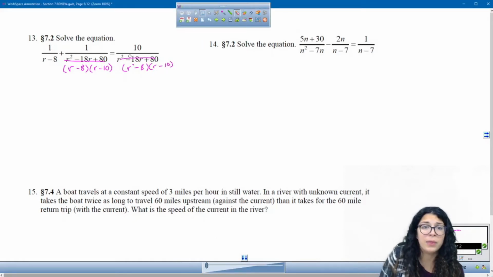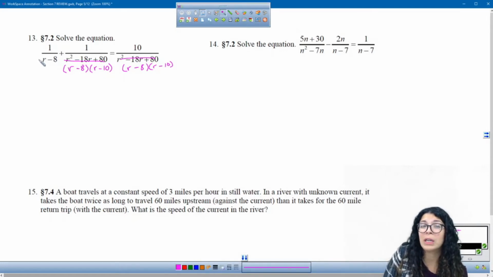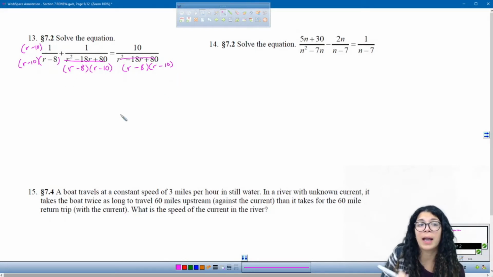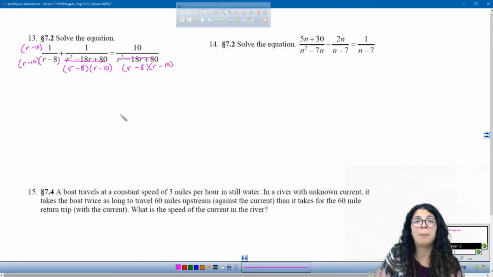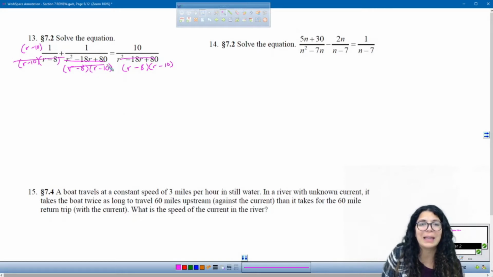Now, these two fractions have that same denominator. This fraction has an r minus 8, but is missing an r minus 10 factor. So I need to multiply that on this one. Now every single denominator has that factor. So if I multiply by r minus 10 times r minus 8 on both sides, it would cancel out all of those denominators, leaving me with r minus 10 plus 1 equal to 10.